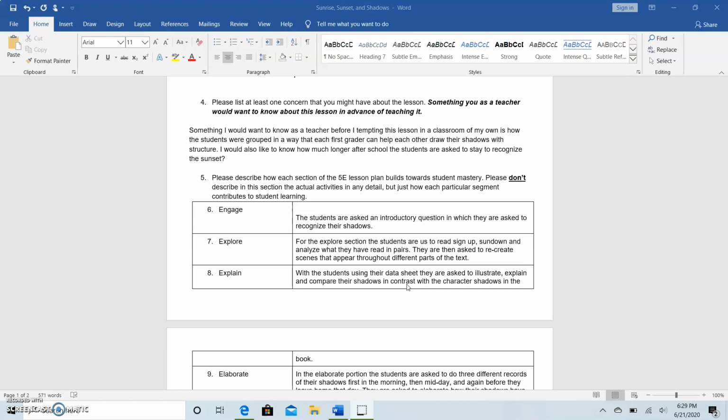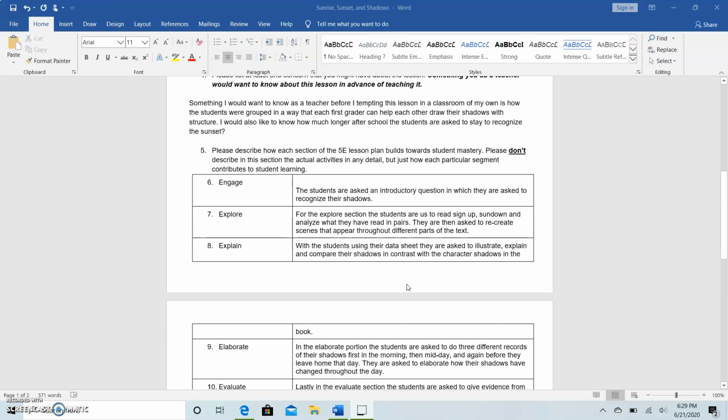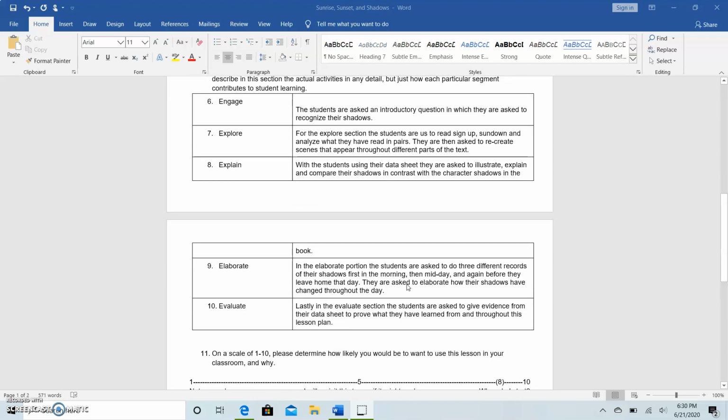For Explore, I put that the students are easy to sign their data records from sun up to sundown, and that they're working in pairs, so they're able to explore that together. For Explain, I put that they're using their data and asked to illustrate and explain what happened to their shadows in different parts of the day, how it may have gotten bigger or smaller or things of that sort.